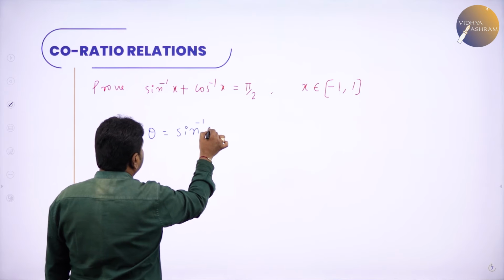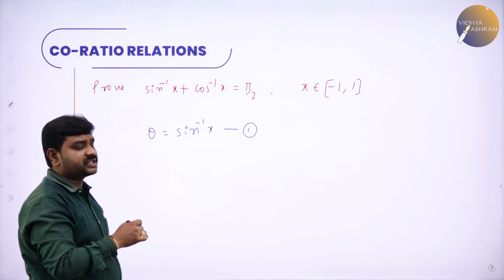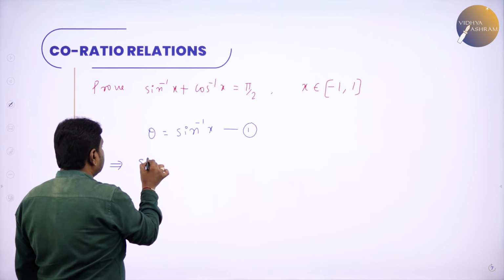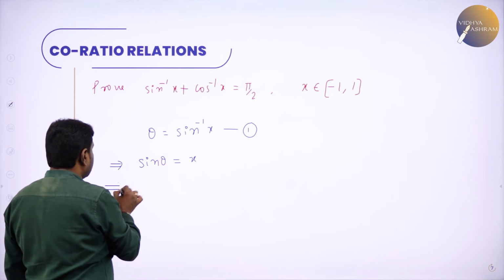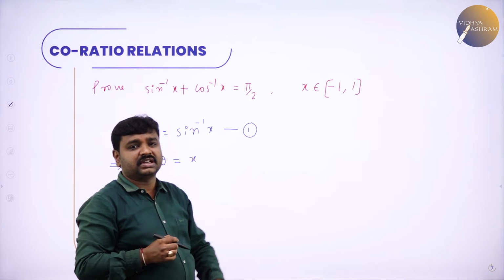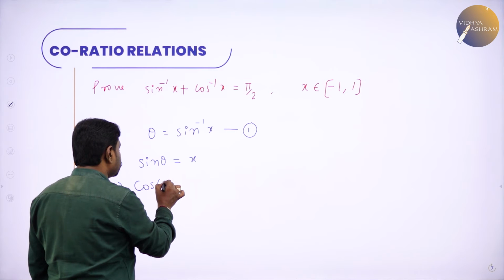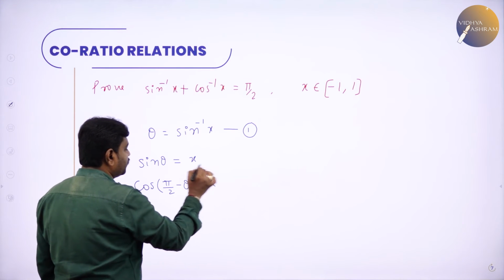What is the first step? Take theta is equal to sin inverse x. Rearrange this. So I'll bring sin inverse to this side. That implies sin theta is equal to what? X. Further, I need cos. Sin theta can be written as cos of 90 minus theta. Do you agree? So instead of sin theta, can I write cos of 90 minus theta? 90 means what? Pi by 2 minus theta is equal to x.